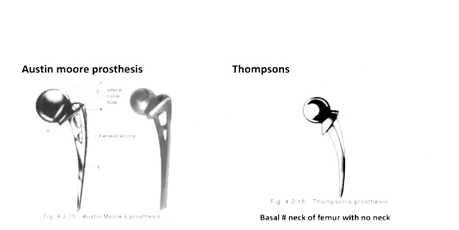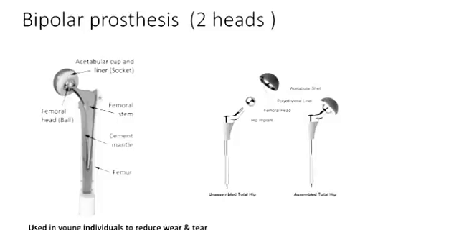So another is the Thompson's prosthesis. This is a prosthesis for the head of the femur similar to the Austin-Moore prosthesis. It is specially indicated in cases where the neck of the femur is absorbed, for example, in old fracture of the femoral neck. It can be used with or without cement. This is a bipolar prosthesis.